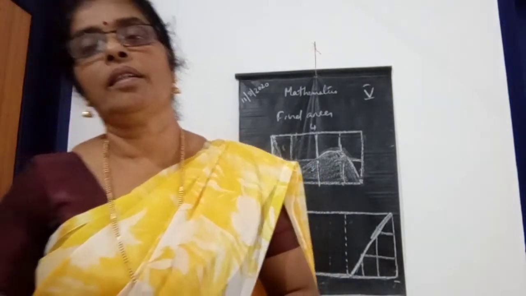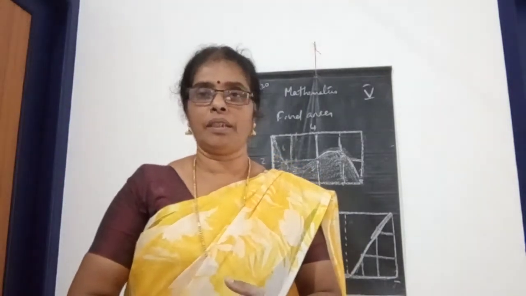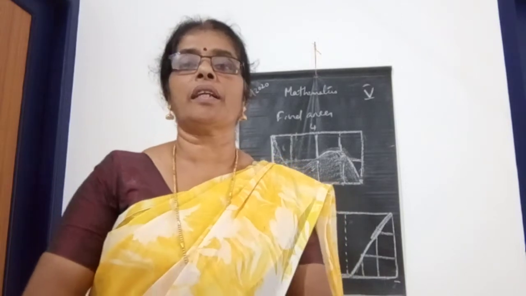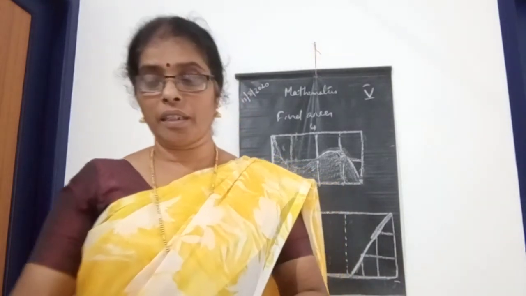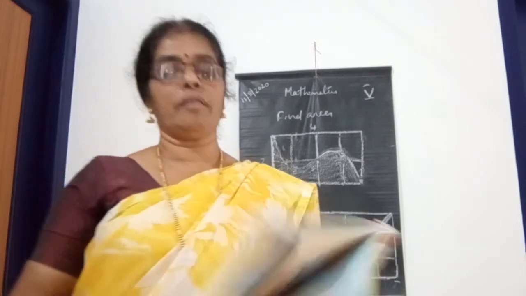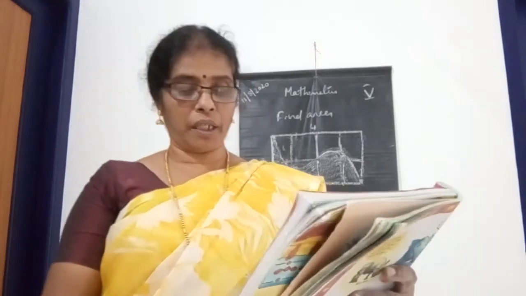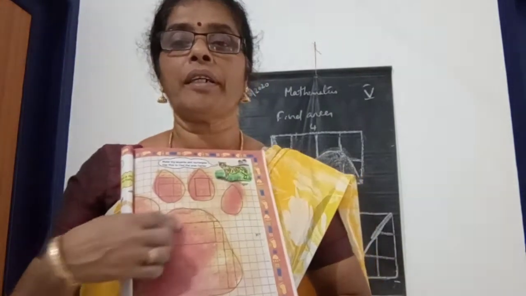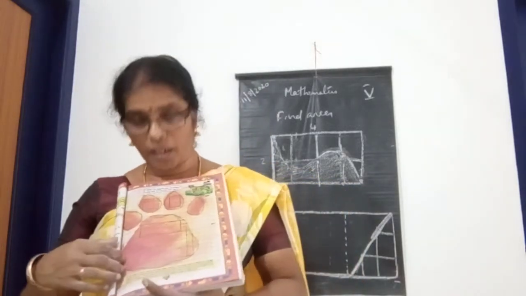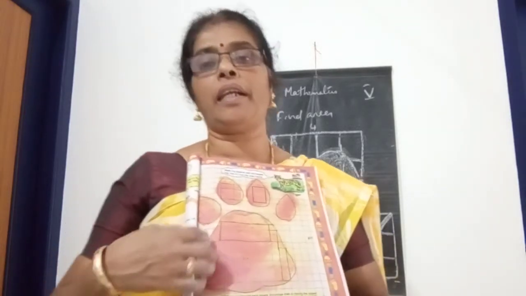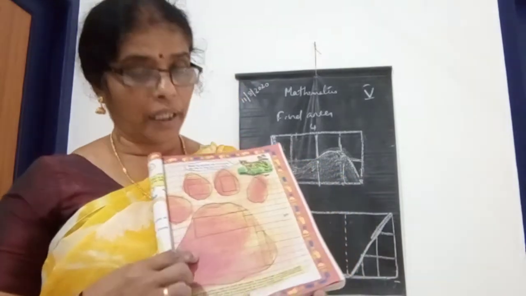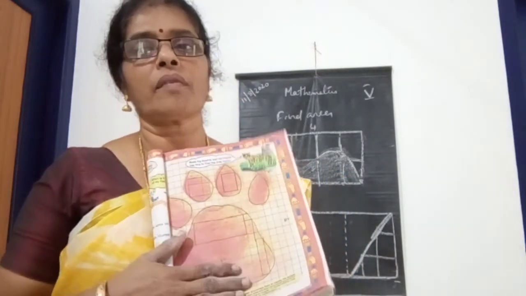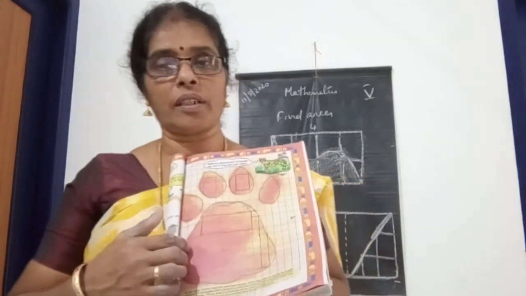Yes, okay, we already learned area, isn't it? Area of the shapes and area of the figures. Yesterday I gave you one homework, isn't it? That is page number 39, where you have to find out the area of these figures. And look here, when you are finding the area of this figure, did you do this one, children? Yes, okay. If you didn't do it, then listen here, children.